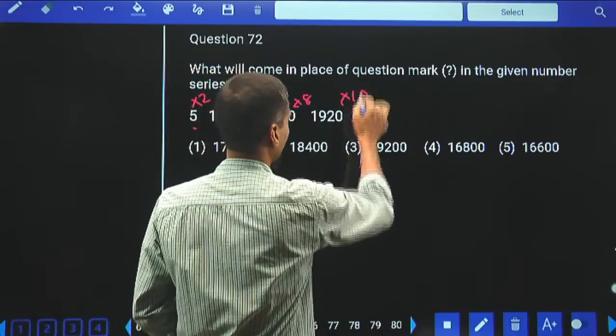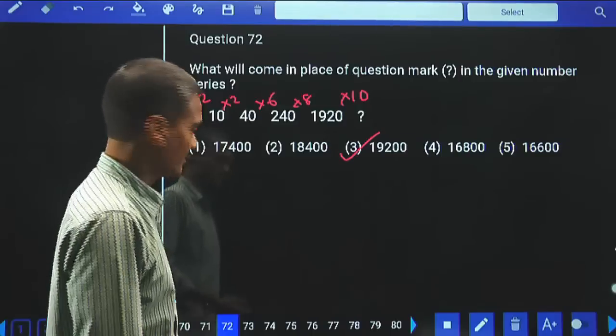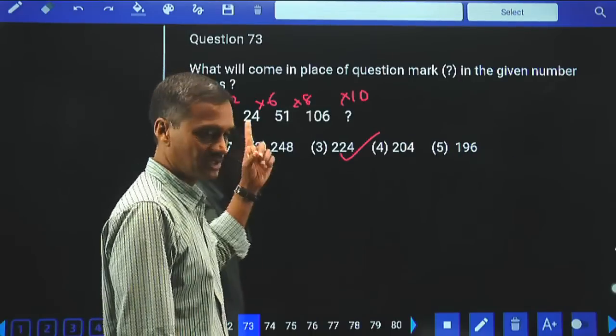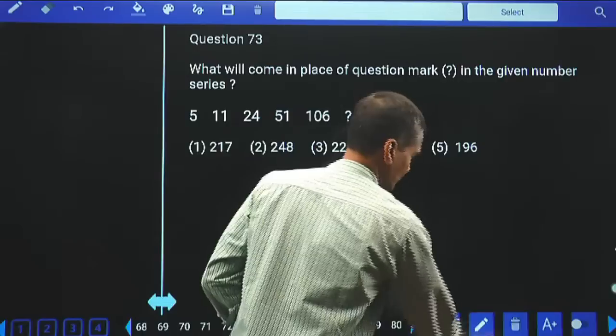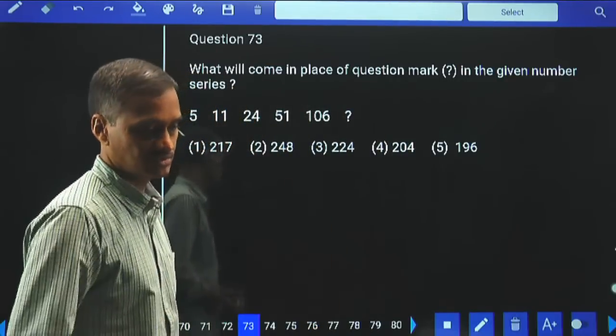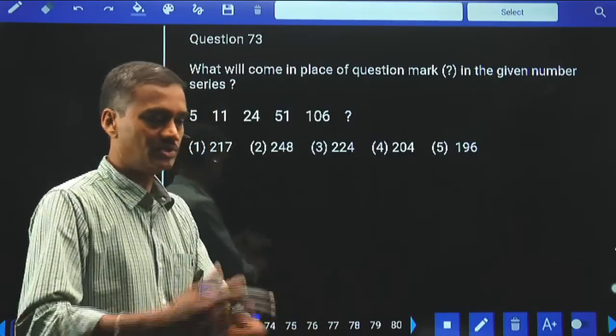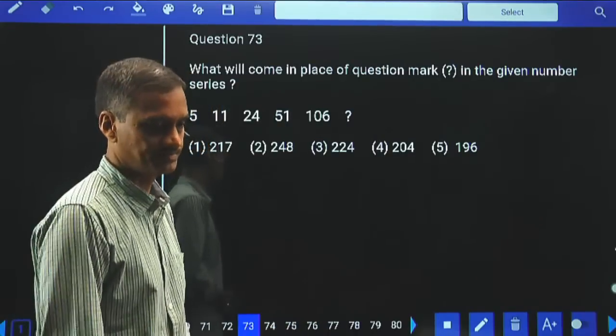And the next number is 19, 20 into 10, 19,200, choice 3. Then question 72, it is choice 3. It comes under multiplication. Hence, first we need to identify under which model the question comes. If you finalize the model, in the same model we need to work out the remaining possibilities.